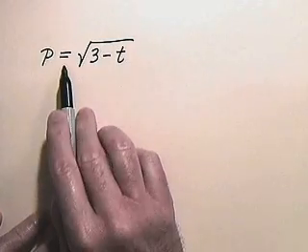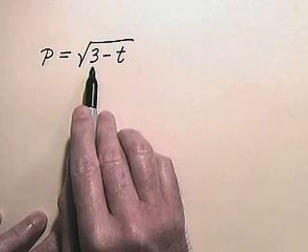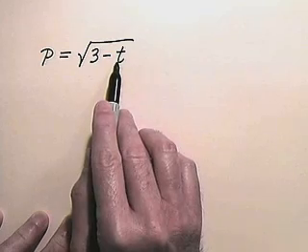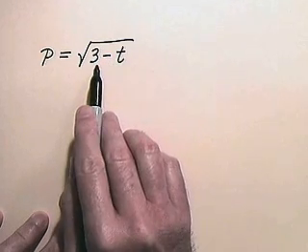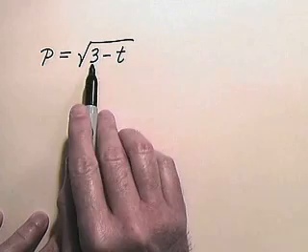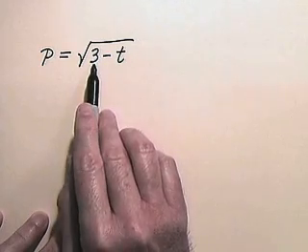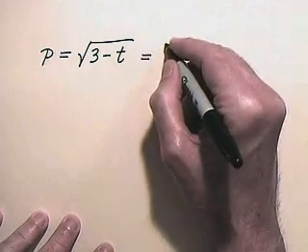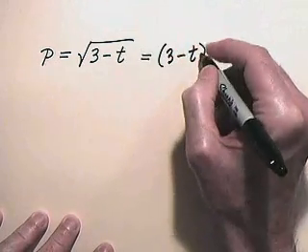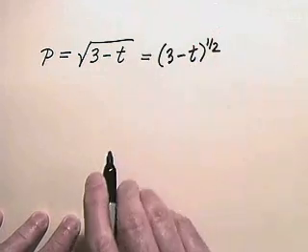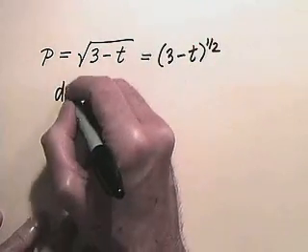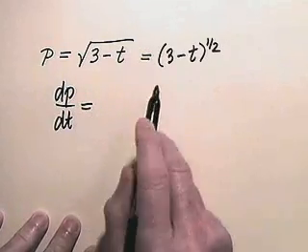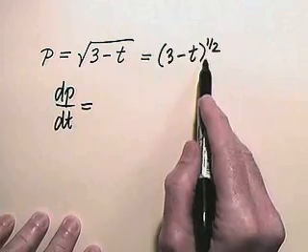Here I have the function p equals square root of the quantity 3 minus t. So in effect, I have something inside the radical other than just the variable all by itself. And so that means I've got a situation where I want to apply the chain rule. Now, to begin, let's view the radical as a power. So this is 3 minus t to the 1/2 power.